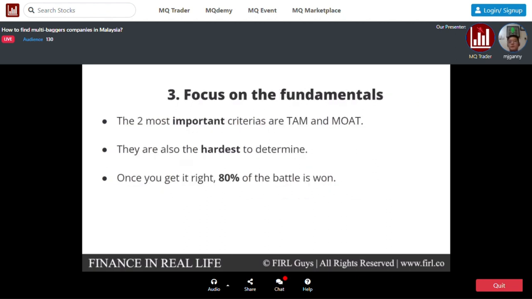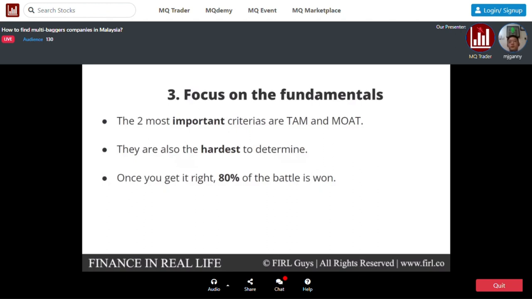Focus on the fundamentals, right? Time and moat, really important. If you understand 80% of them, the battle is really won. Really, I would say even 90%. These two are the most important criteria. Criteria 1, 4, 5, 6, and 7 are things you can figure out very quickly, so you don't need to spend too much time on that.